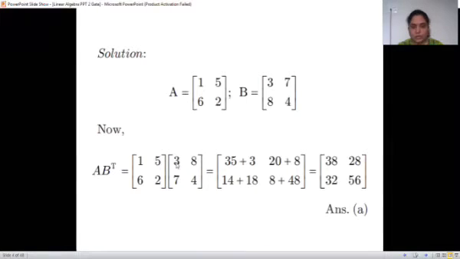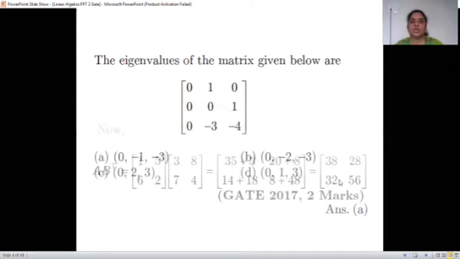and first column element, that is 3, plus second column second row element, that is first row second column. Here is second row first column, that is 35. So this is 35 plus 3, then 8 plus 20, then 18 plus 14, and then 48 plus 8. So your answer is option A. Correct answer is A. Chalo, next question is here.